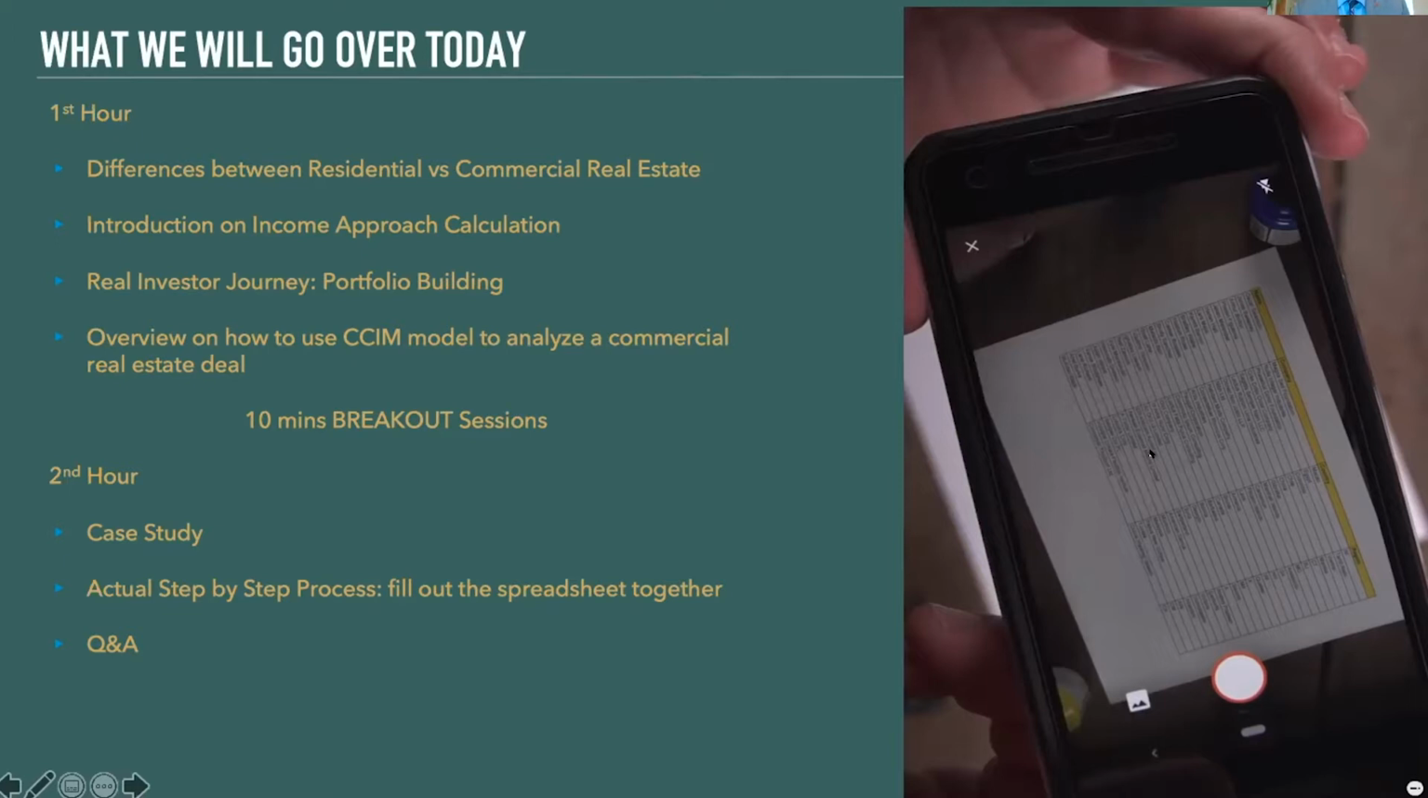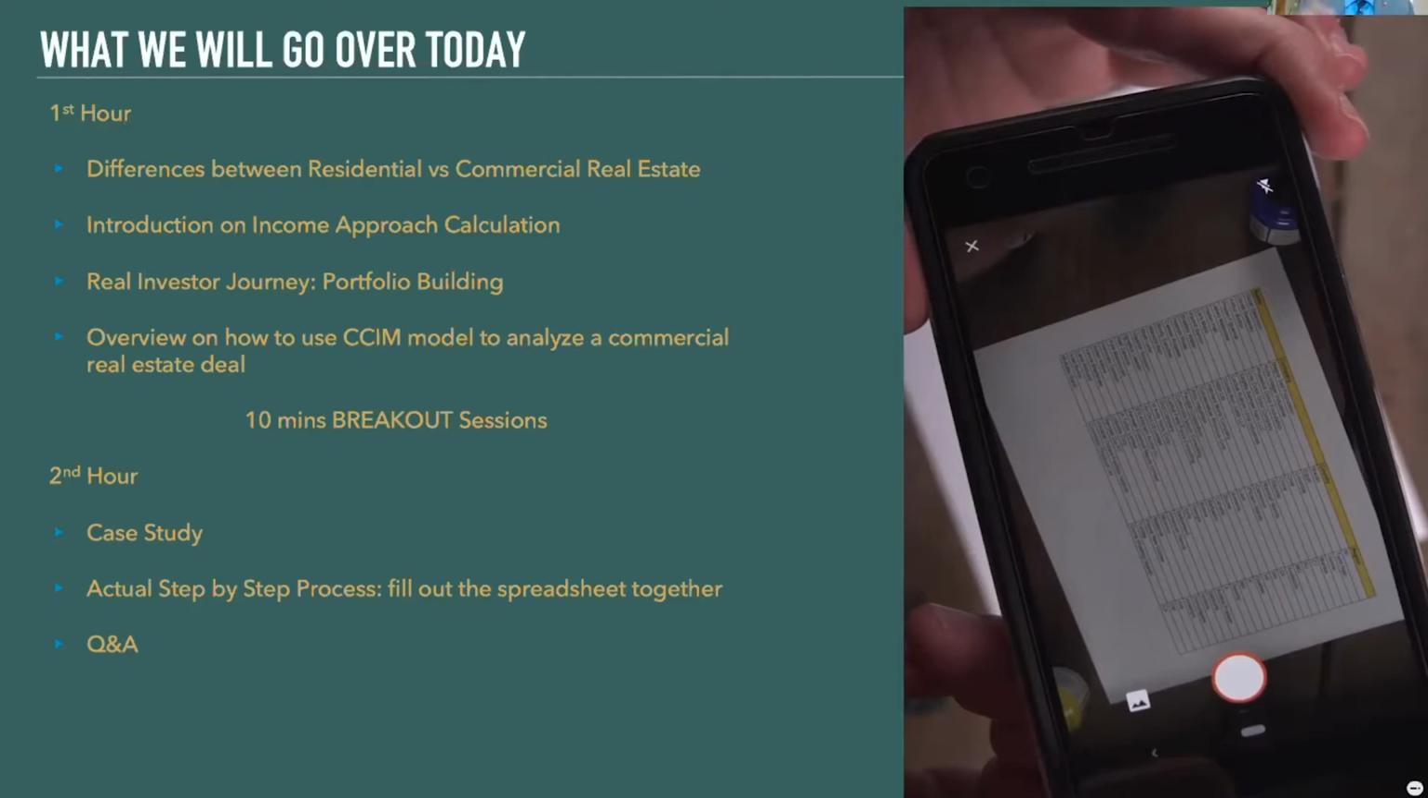The class is going to be broken up into two sections. The first hour, Helen Chong, our current president of NorCal CCIM, is going to be talking about the differences between residential and commercial real estate, and an introduction on the income approach calculation. She's also going to talk about the real investor journey, portfolio building. That's going to be exciting.